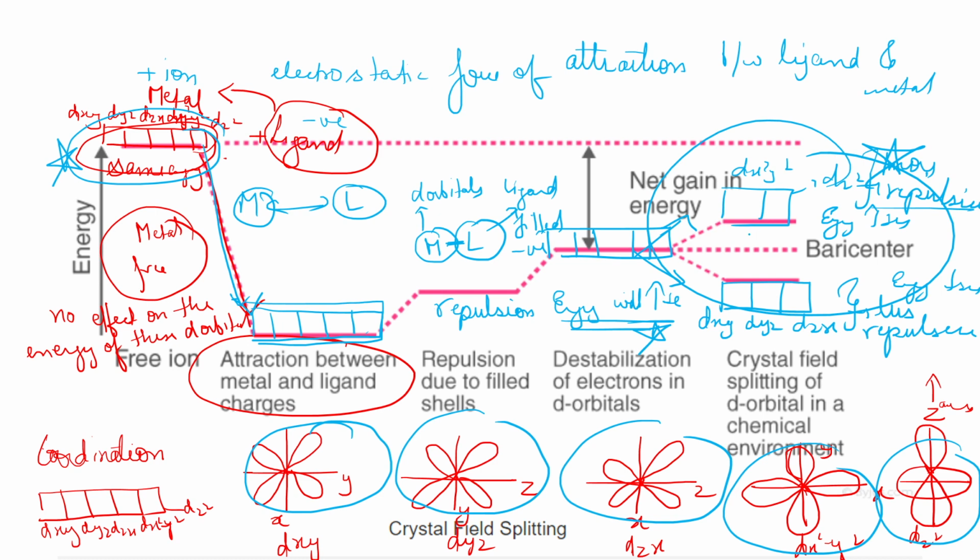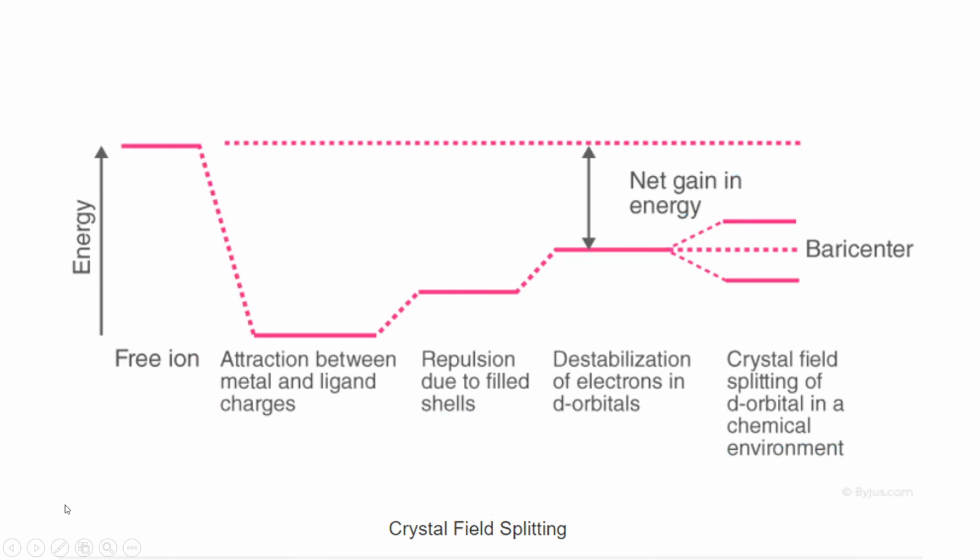Depending upon the splitting, and how much they are split, which further depends upon the ligand's attraction, the orbitals are split, and this further affects the filling of the electrons in these orbitals, and that further affects the magnetic properties and other properties of the metal complex. I'll explain all this in detail. This was just the introduction. Further, I'll explain everything in detail, so please don't worry.